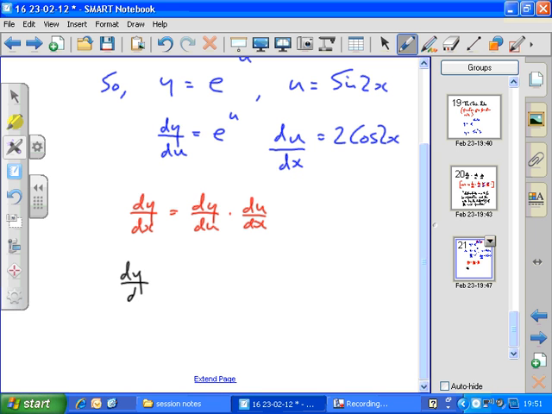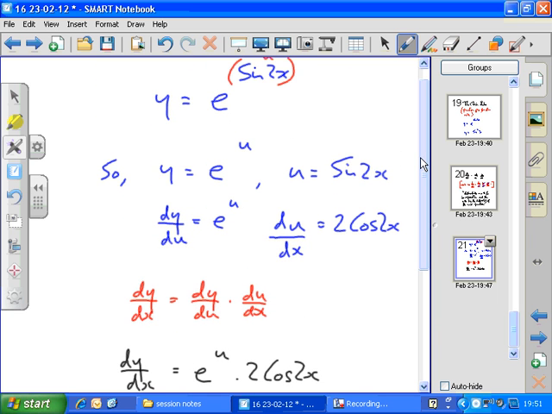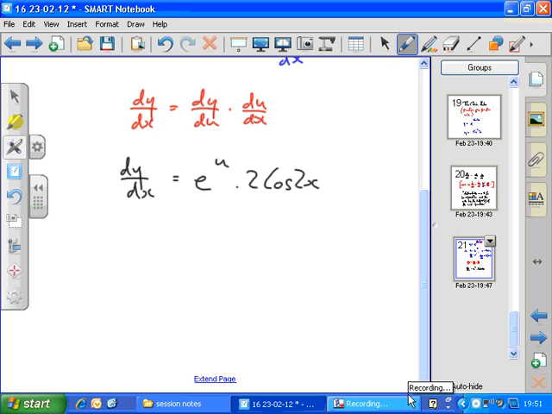So dy by dx equals dy by du, which is just e to the u, times du by dx, which is 2 cos 2x. And the final step, I replace u with what I set u to be in the first place. If we look back to the beginning of the example, I let u equal sine 2x. So at the end, I replace u with sine 2x. So dy by dx equals e to the sine 2x times 2 cos 2x.